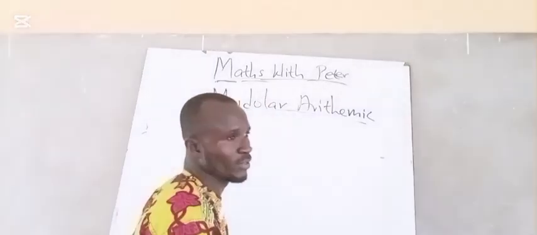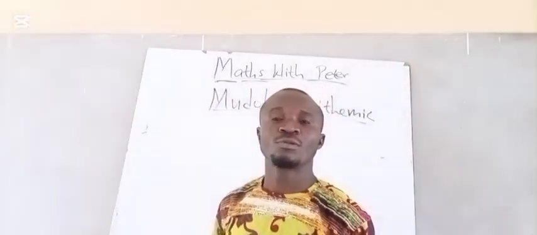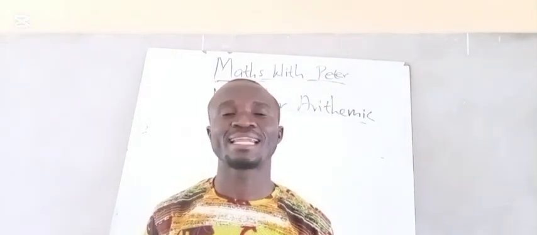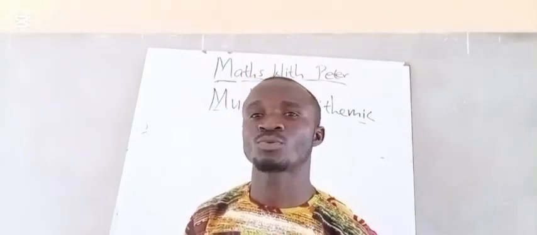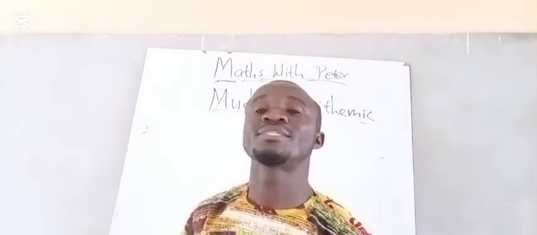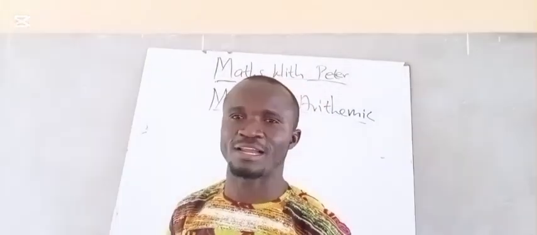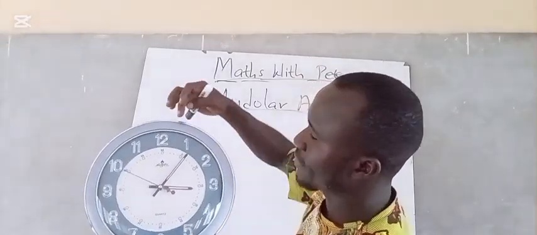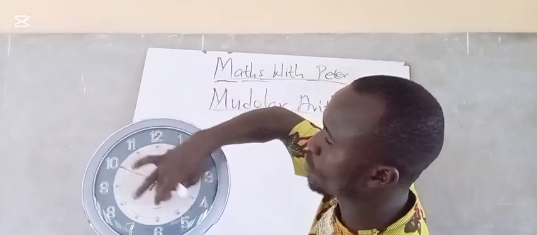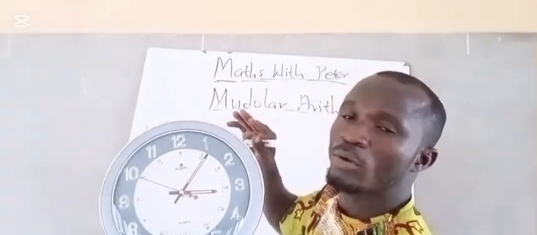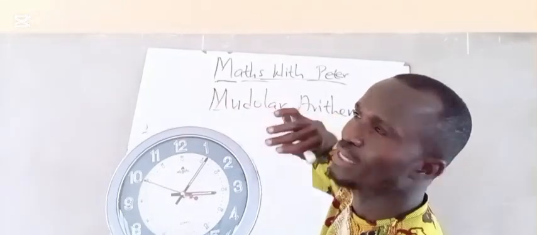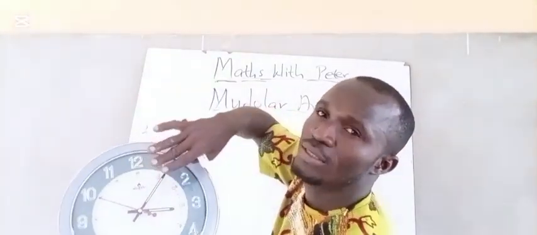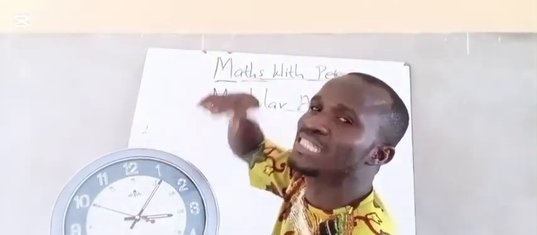So modular arithmetic is on the board. So what is modular arithmetic? Modular arithmetic is a system whereby numbers wrap around a certain value, then they restart again after reaching the value. If you look at the wall clock, it has a system that starts from 1 till we get to 12. After getting to 12, the wall clock starts from 1 again. So that's what modular arithmetic talks about: a system whereby numbers wrap around a certain value, then after reaching the value, they restart again.